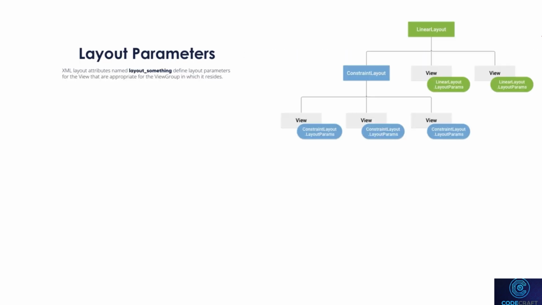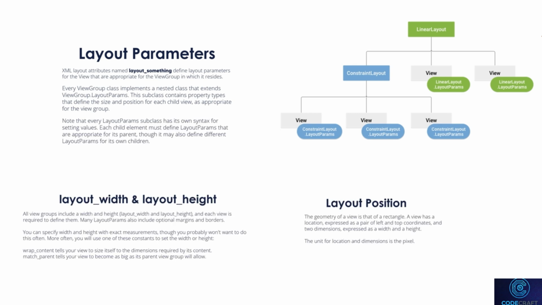Now let's move to the layout parameters. XML layout attributes named layout underscore something define layout parameters for the view that are appropriate for the view group in which it resides. For example, layout underscore width and layout underscore height. All view groups include width and height parameters, and each view is required to define them. Many layout params also include optional margins and borders.